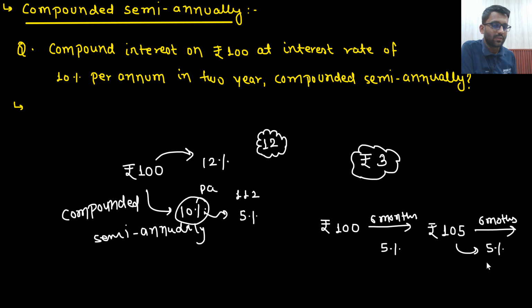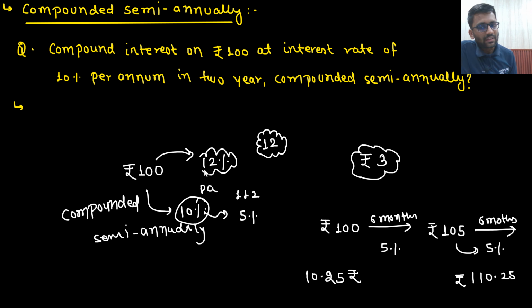Are you getting this point? So 5% of this one, what would that be? 5% of 105, 105 into 5 by 100. That would be 5.25, that means I will pay 110.25 rupees. So in a year I had to pay 10.25 rupees more. And if you were giving me 12%, I had to pay 12 rupees more.